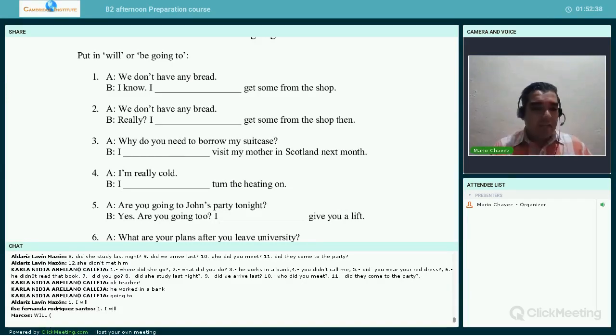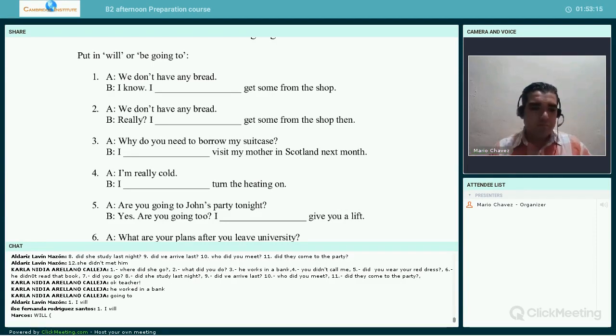Carla is correct. Aldariz, Ilse, and Marcos, sorry, it's not correct. It's with going to, because it says, I know. So he has that information. He knew about it, so since he knew about it, he said, I know. I'm going to get it from the shop. So it's going to because of the I know, right? Very good. Next one.